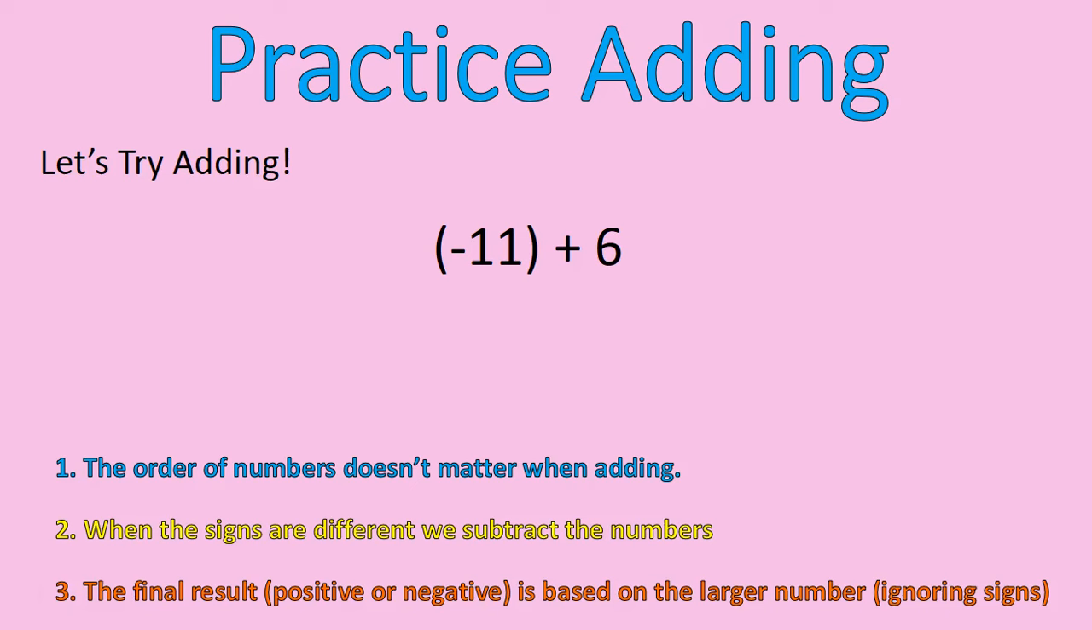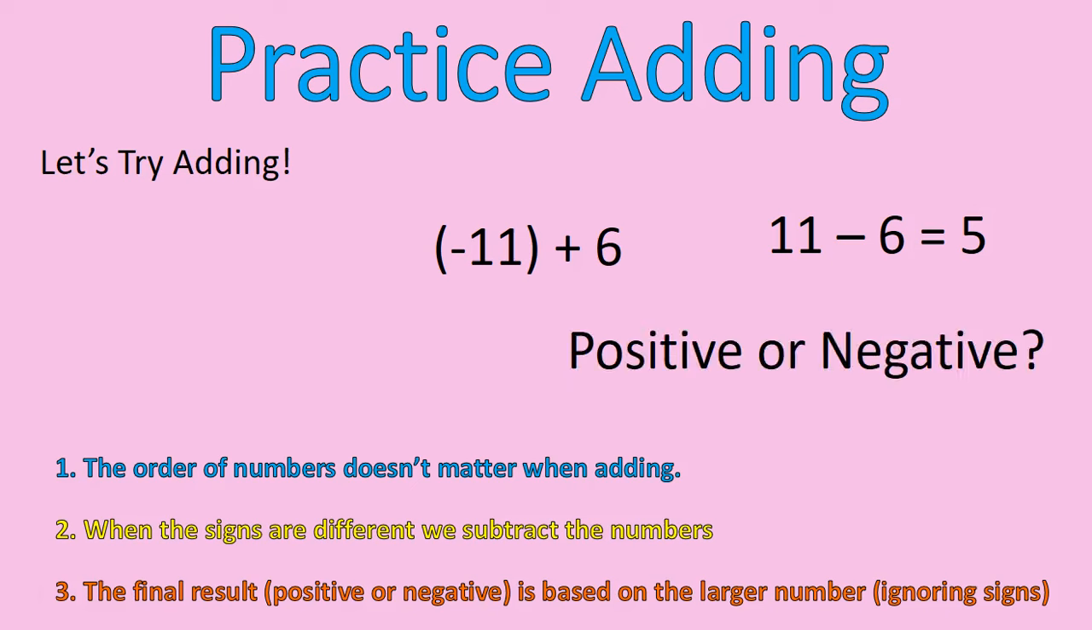All right, we had negative 11 plus 6. Because the signs are different, I'm going to subtract. So 11 minus 6 equals 5. I'm finding the difference between them. Now I have to figure out if it's going to be a positive 5 or a negative 5. Look at the numbers. There are 11 negatives and only 6 positives. There are more negatives than positives, so my final answer is going to be negative.